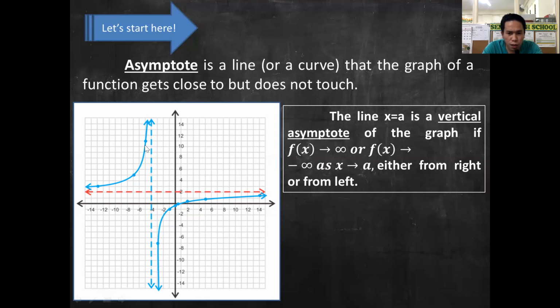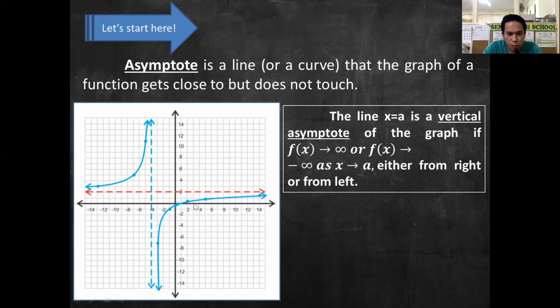Kung nakikita niyo yung ating vertical asymptote, yung kulay blue na broken lines, napapansin niyo dito sa taas, our y is positive here, or our f of x. So our f of x here is approaching positive infinity. Kapag tinuloy mo yung graph na yan, it will go to positive infinity. Samantalang sa baba naman, our f of x here is approaching negative infinity. Kapag tinuloy mo yung graph na to, papunta yan sa negative infinity.